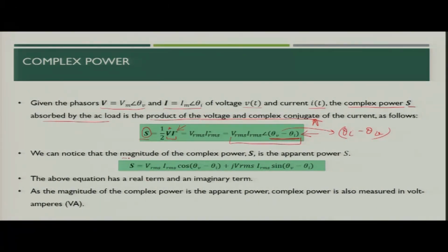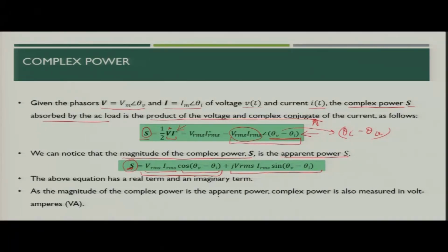Now, you can notice that the magnitude of complex power S is the apparent power, because this term, V RMS into I RMS, is our apparent power. If you write it in rectangular form, the complex power is nothing but V RMS I RMS cos theta V minus theta I plus j V RMS I RMS sin theta V minus theta I. This first term we have already derived, and it is called average power or real power, and this is the imaginary term which we got in the derivation of the complex power.